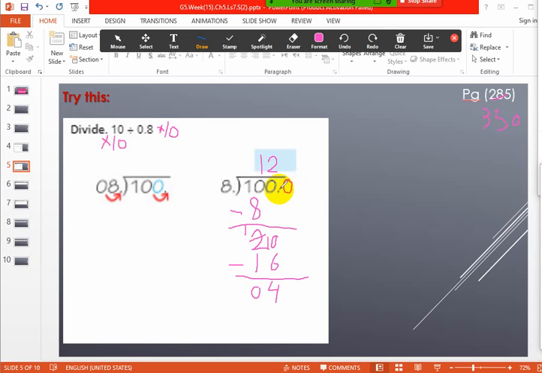Very good. What do I have to do with the decimal point before that? I will put it where? Up in the same place, right? And then I will take the 0 down and put it next to the 4, so the number becomes what? Sheikha?